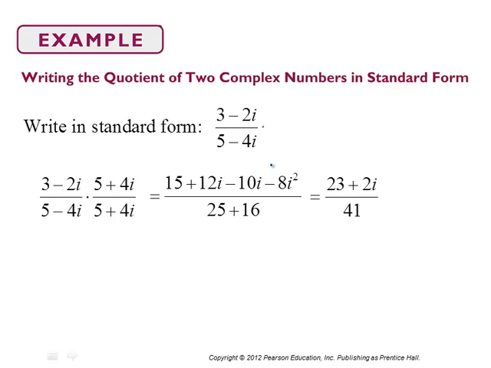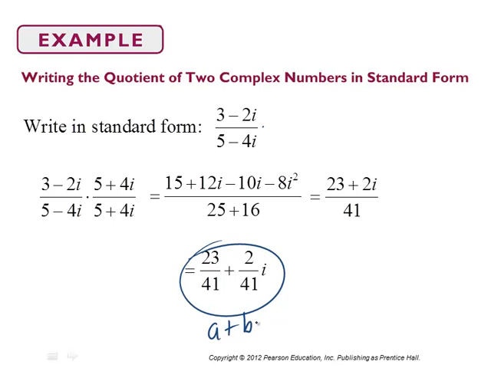12 minus 2i over 41, and you'll split that up to be 23 over 41 plus 2 over 41 i. Again, writing your answer in the form a plus bi. That's what they mean by standard form.